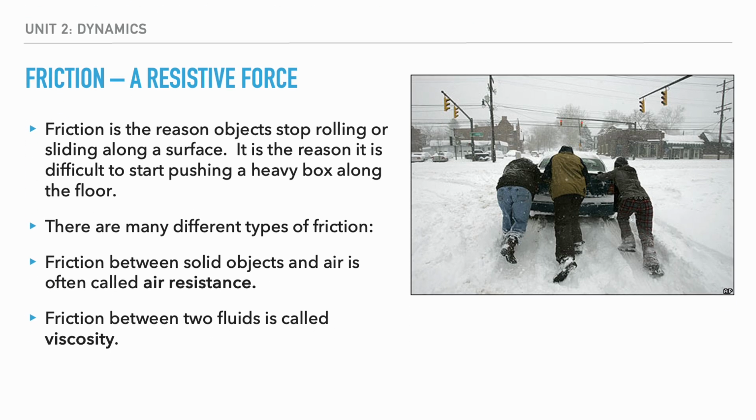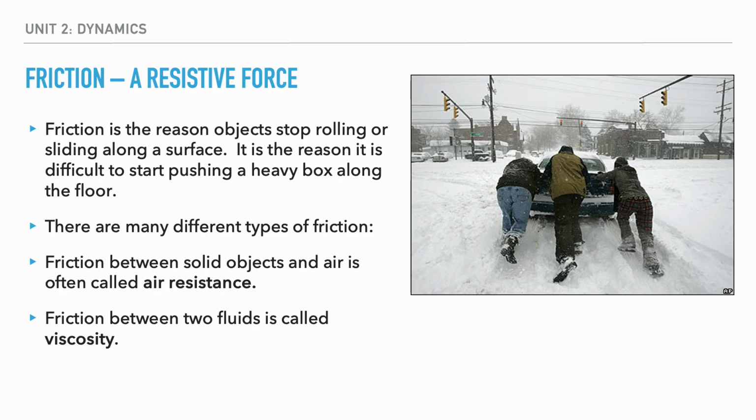Friction is the reason objects stop rolling or sliding along a surface. It's the reason it is difficult to start pushing a heavy box along the floor. So there's a couple of different types of friction. We have the friction we're going to be using between a box and the floor or something like that.